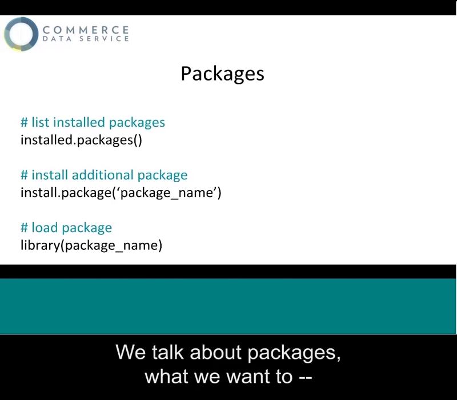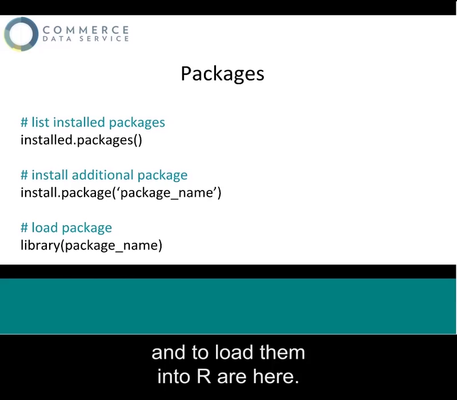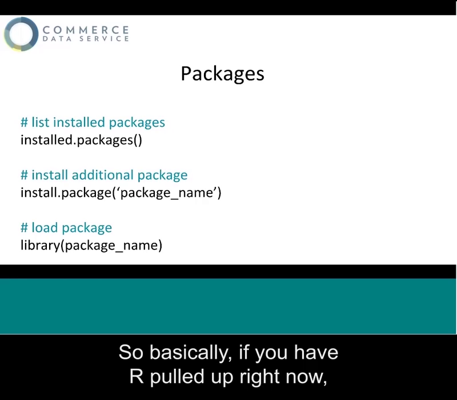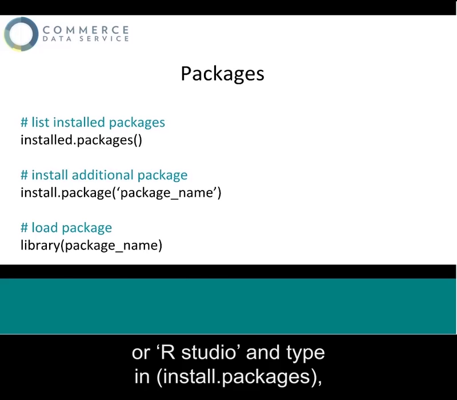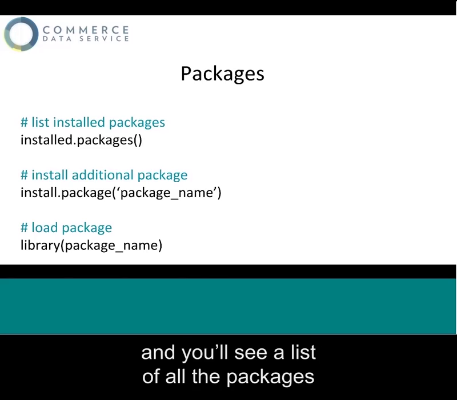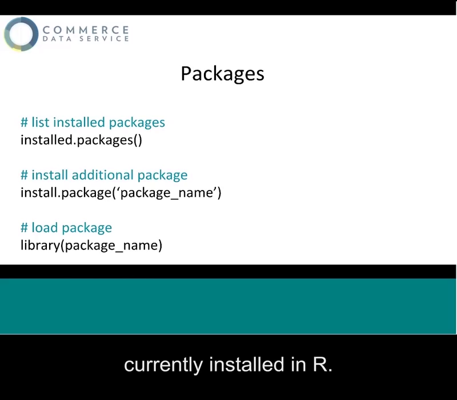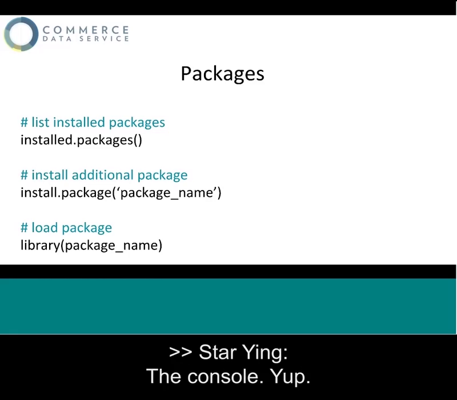We talk about packages. The basic commands to install packages and to load them into R are here. If you have R or RStudio pulled up right now, you can type in install.packages, open and close parentheses, and you'll see a list of all the packages currently installed in R. In RStudio, you type it into the console part, the bottom left.